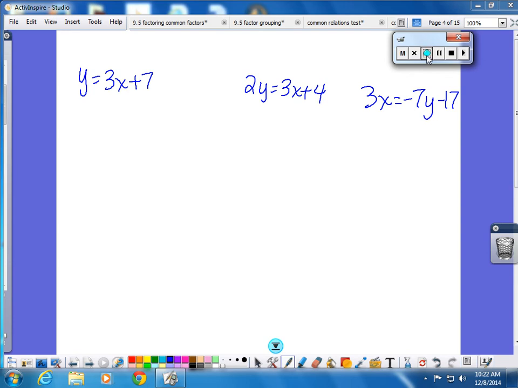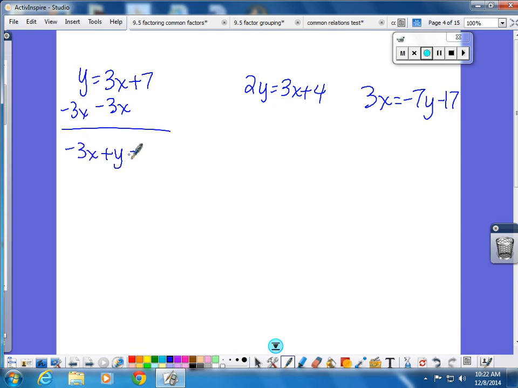Alright, this is right now in what form? Slope intercept. If I subtract 3x from both sides, I got it wrong, but this can't be negative. So I multiply by -1, 3x minus y equals -7. Did anybody get that answer? Two people. I accidentally added.